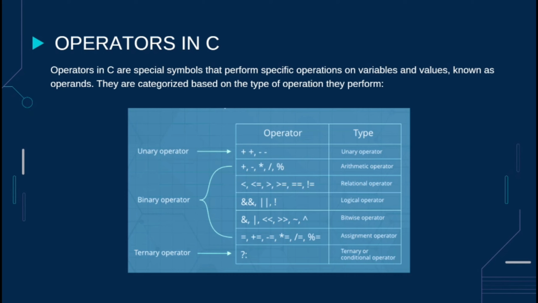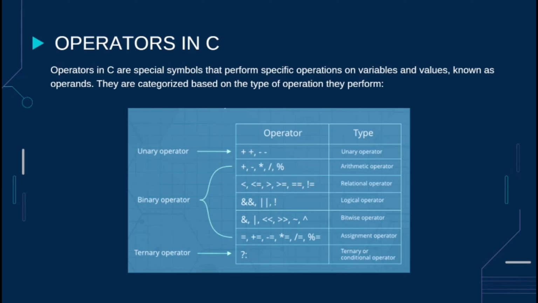Next up, we have operators. Now, operators are special symbols that perform specific operations on variables and values known as operands. So, based on the type or the number of operands, we have unary operator, binary operator, and ternary operators. Unary operators typically work around a single operand, and one such example is the increment and the decrement operator, which is used to increase or decrease a value by one factor.